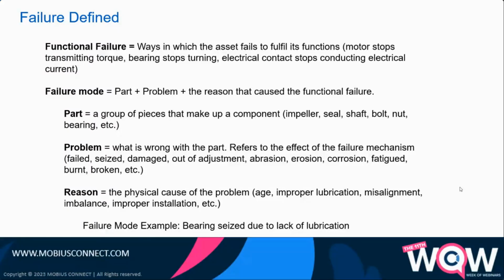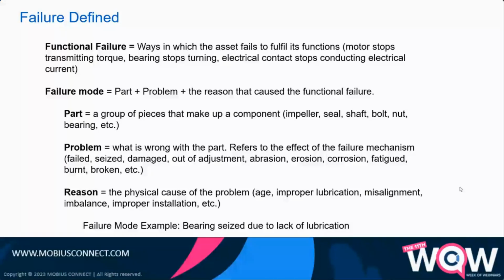So the part is a group of pieces that make up the component: the impeller, the shaft, the bolt, the nut, the bearing. The problem is what's wrong with the part, right? This really refers to the effect of the failure mechanism. Well, the bearing seized, or the hydraulic valve has erosion or corrosion, right? A mechanical switch has fatigued and broken, or an electrical contact is burnt, right?